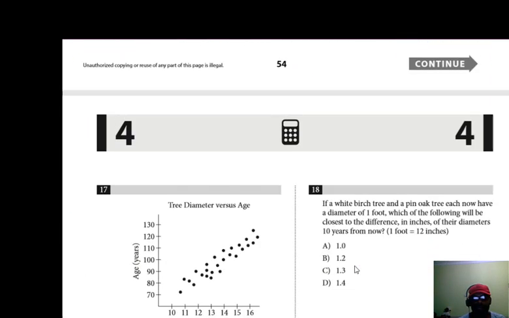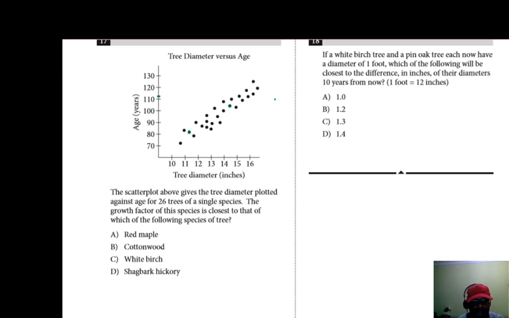Okay, 48 years. Okay, the scatter plot above gives the tree diameter for 26 trees of a single species. The growth factor of this species is close to that of one of the following species of tree. Let me draw the line. Okay, just draw the line of best fit that fairly cuts evenly. Let me just randomly draw. Sorry, it should be a straight line, and then you need to divide fairly.